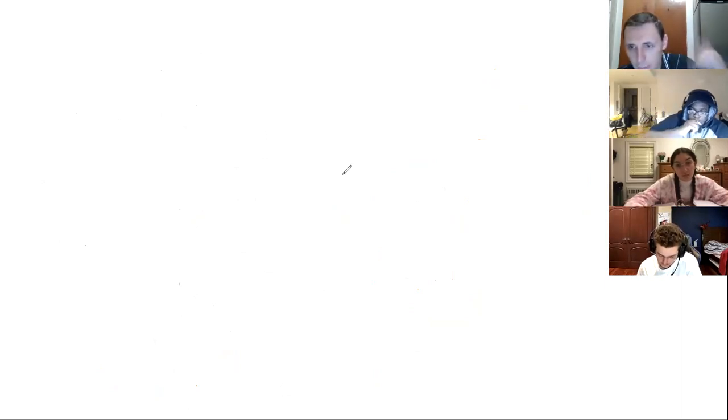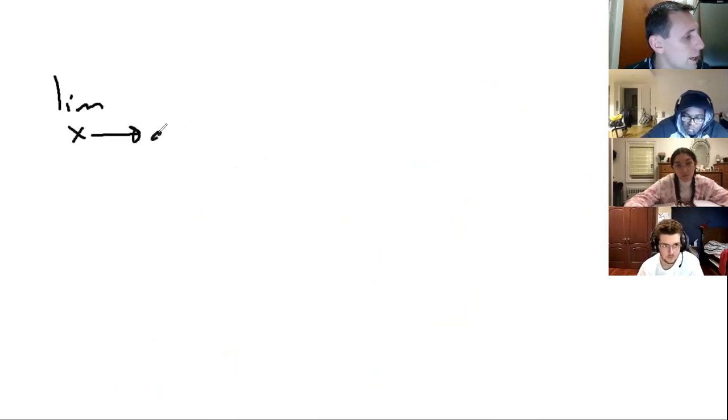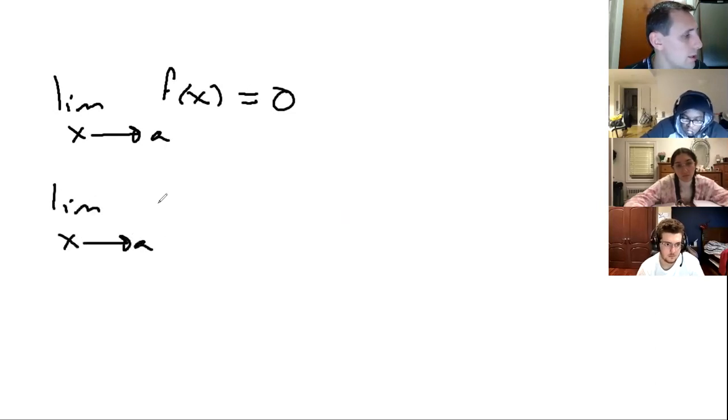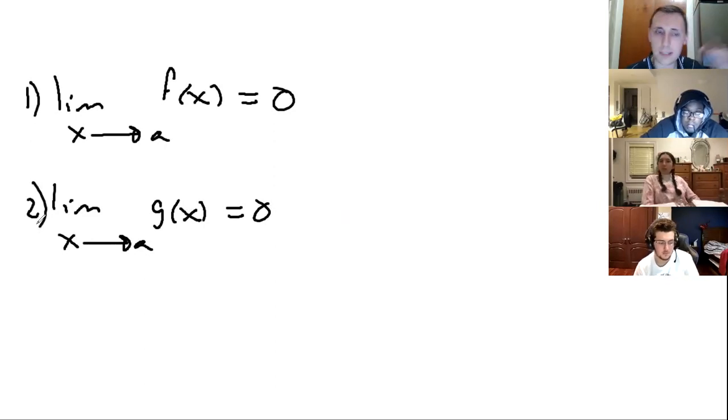Because you see, on top of each thing, you can develop better and better strategies. So here is the thing. If you heard what's L'Hopital, imagine that I know that the limit as x goes to a of f of x equals 0, okay? And I know that the limit as x goes to a of g of x equals 0. That's what I have given. So those two facts are true. I just observed that. Then I observe the following.